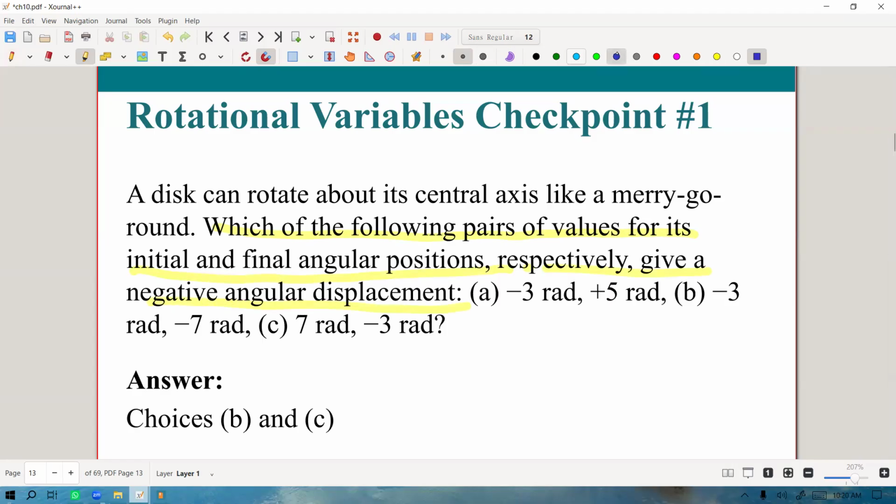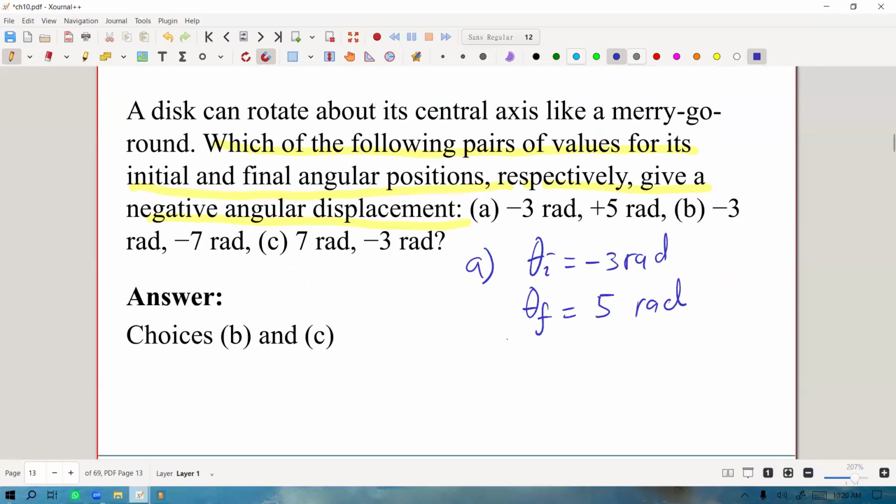Okay, so for the first, point A, theta initial is minus 3 radians, right? So theta final is 5 radians. So you can measure delta theta. Delta theta is theta final minus theta initial. 5 minus minus 3, so plus 3. So here it becomes 8 radians, right? So here it is positive. So for point A it is positive 8 radians.